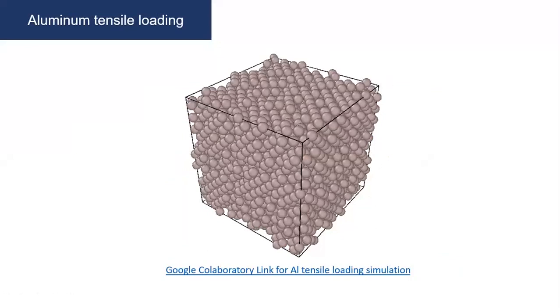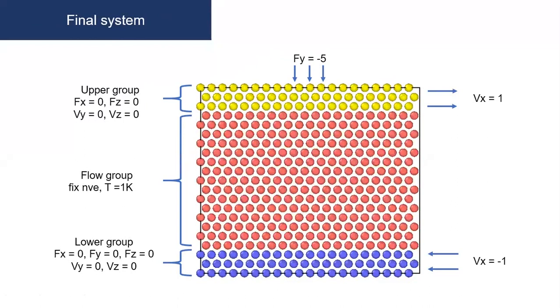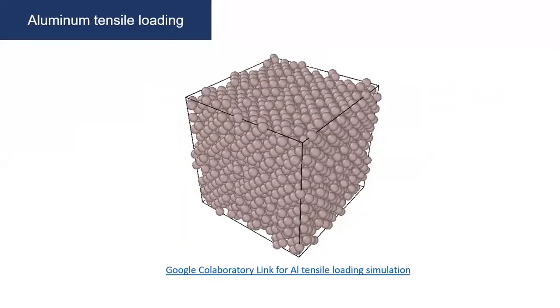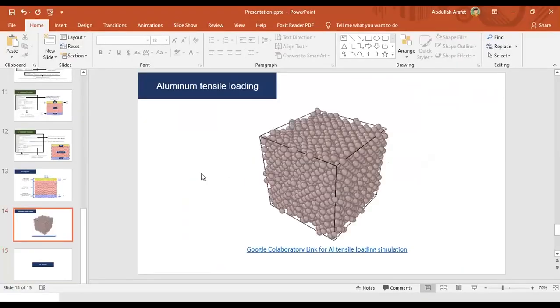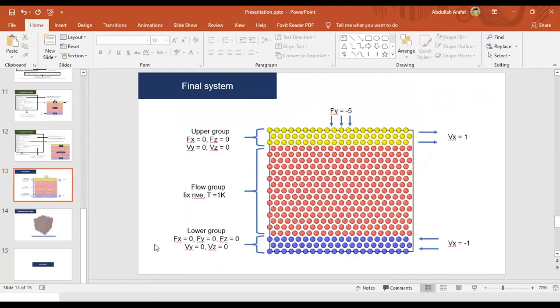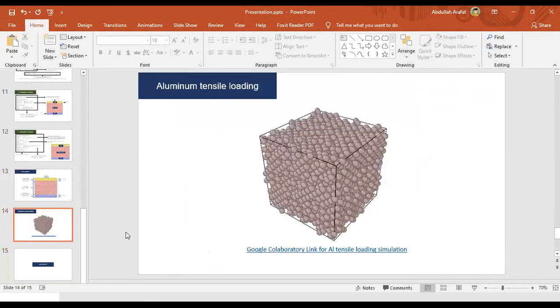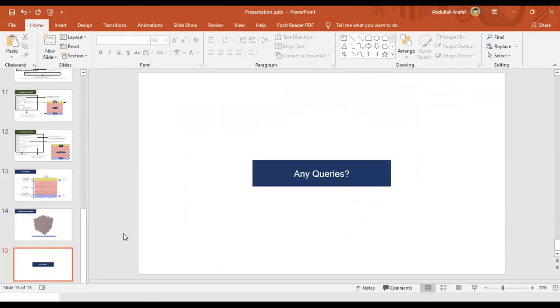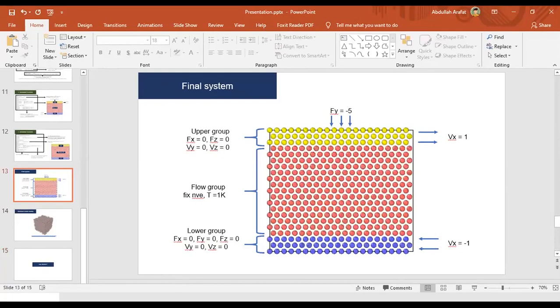I'll be showing this part, but before that, I will show you how to run the simulation. I will run the simulation here, and I will show you the output. Then we'll go to the aluminum tensile loading simulation. But before that, do you have any questions till now? If you have any question, you can ask me. Okay, I think I should start the simulation and show you how it's running.